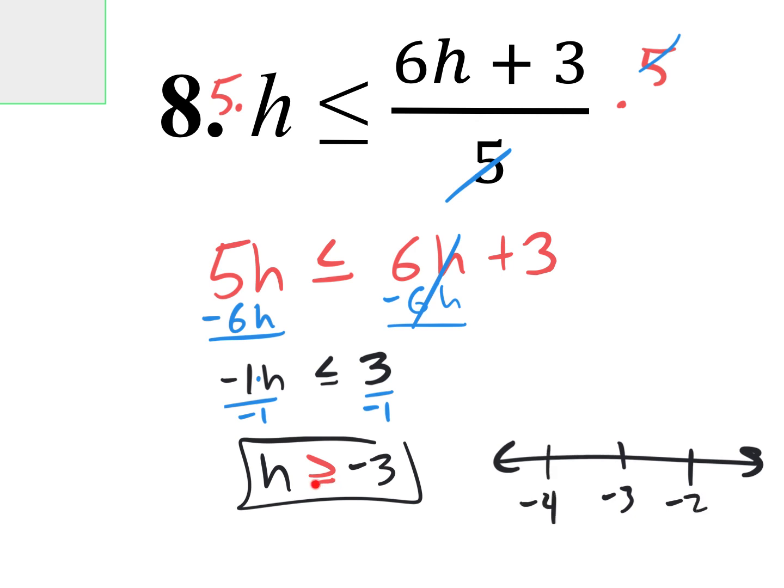This will be a solid dot at negative 3 because it has a solid line underneath it. So solid dot at negative 3. Greater than is to the right.